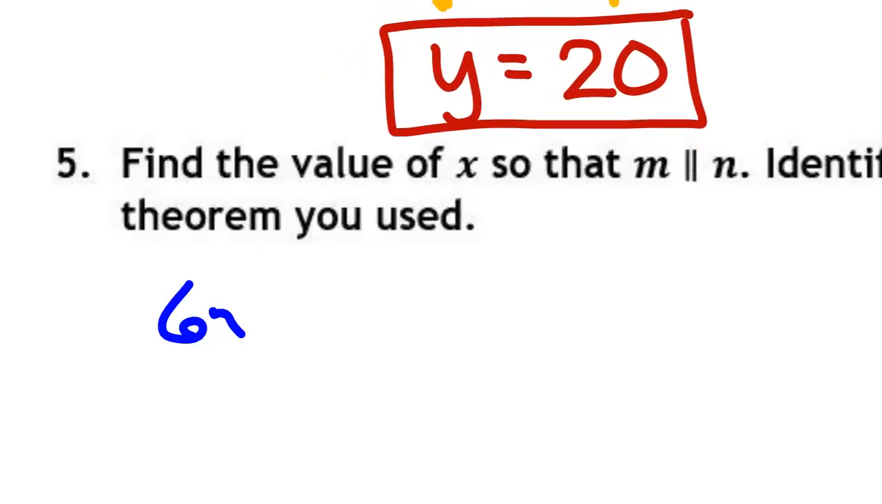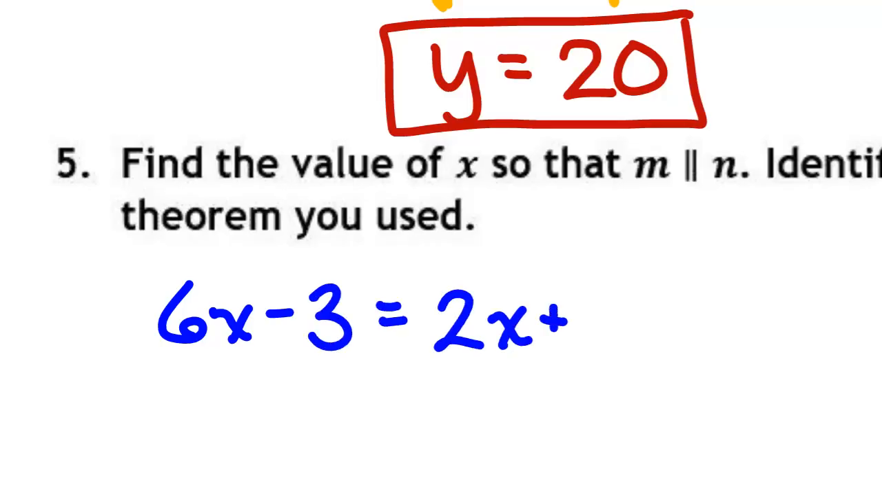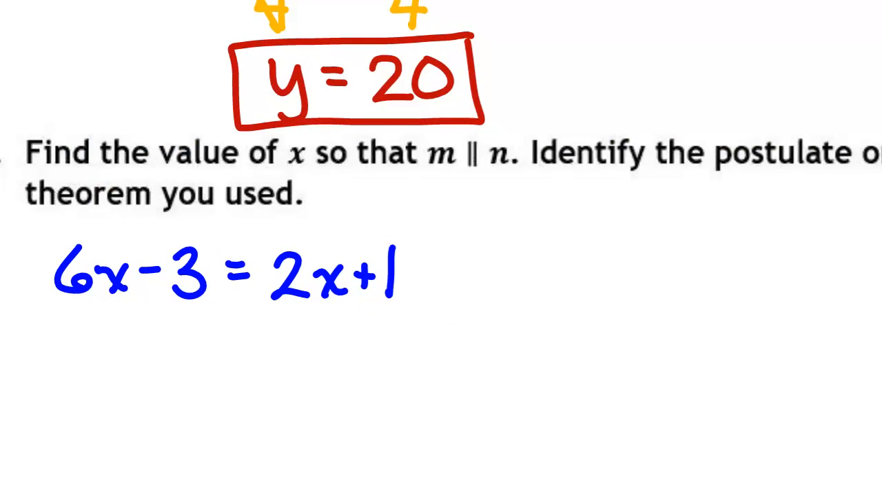So we're going to say 6x minus 3 equals 2x plus 1. And we can do this by the corresponding angles converse.